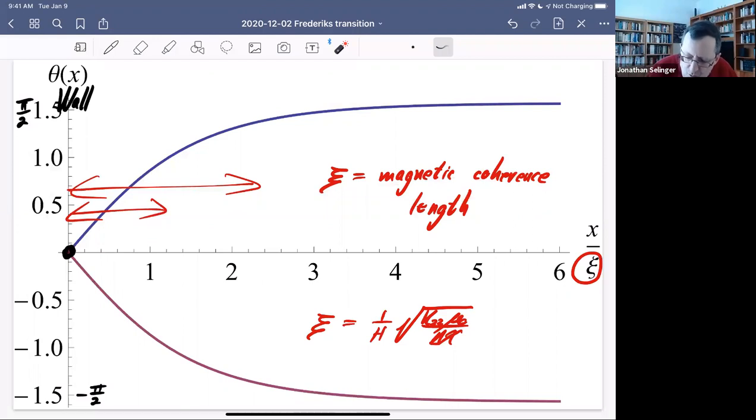So if there's a weak field, then there's a large region controlled by the wall, like this or like that. On the other hand, if H is really strong, then there's a short distance controlled by the wall and a long distance controlled by the magnetic field. So if H is really strong, you get something really abrupt like that, or like that.